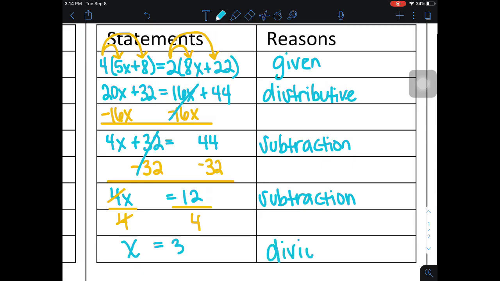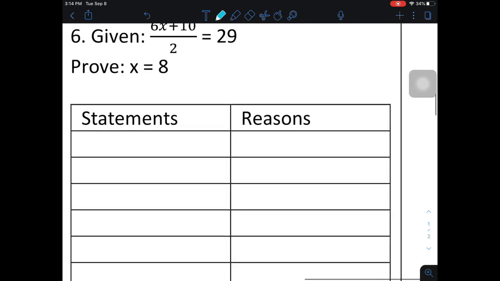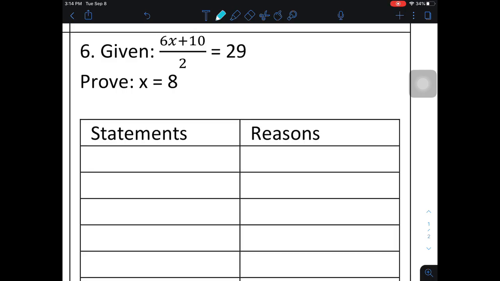And we use the division property of equality, right? Because we divided both sides by 4. Okay, moving on to the last example problem. All right, so now we have an equation with a fraction, and it's okay. I need you to breathe. It's just a fraction. All right, so let's start off with given, of course.